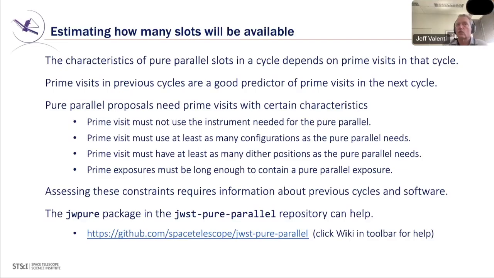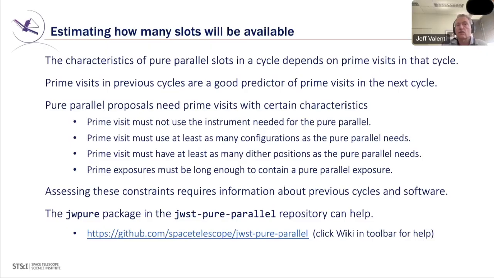The prime visit will need a certain number of configurations. If you want 3 configurations with your pure parallel instrument, then you need prime visits that allow 3 configurations. If you need a certain number of dither positions for your pure parallel, you need primes that have at least that many dither positions. And if you need an exposure of some duration in order to get the signal to noise you need, then the prime has to have exposures that long. So those are the main constraints.